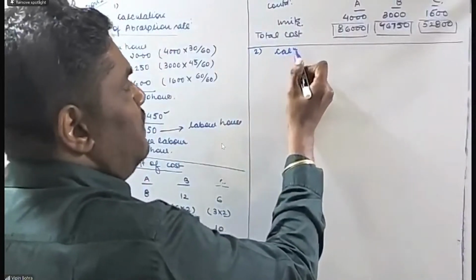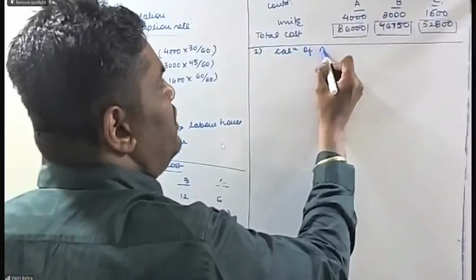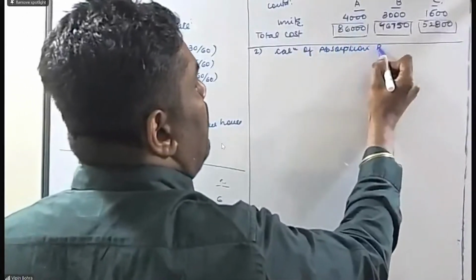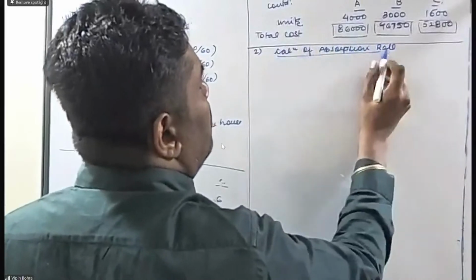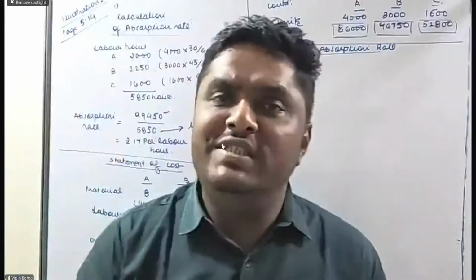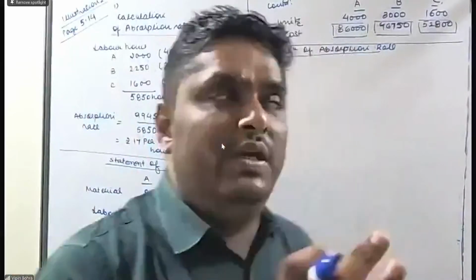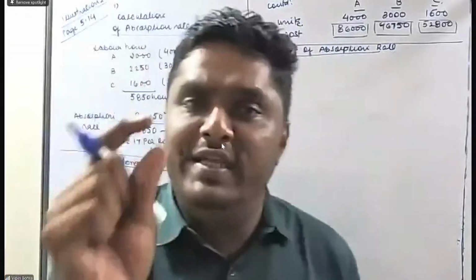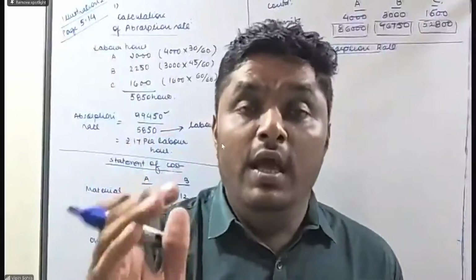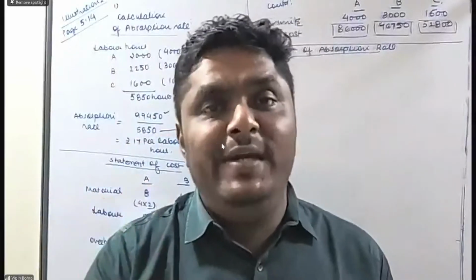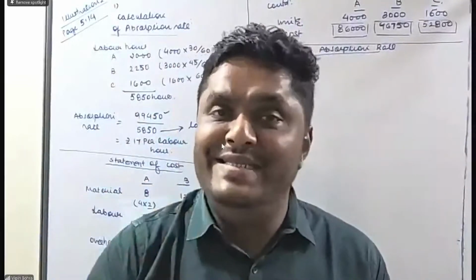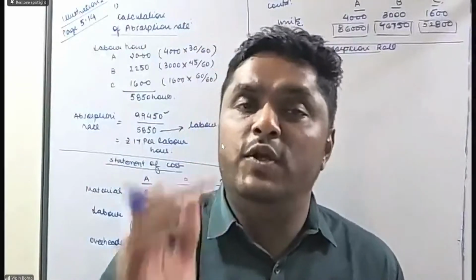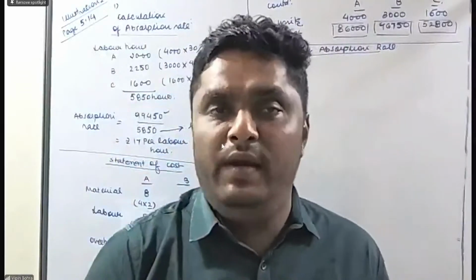Herein also we have to calculate the absorption rate. See, in traditional costing we calculated only one absorption rate, that is the total overheads divided by the basis of absorption. We got this absorption rate as 17 rupees. Now in activity-based costing, there are three activities that are given. So for every activity, there will be a separate basis of absorption and three absorption rates will be calculated.